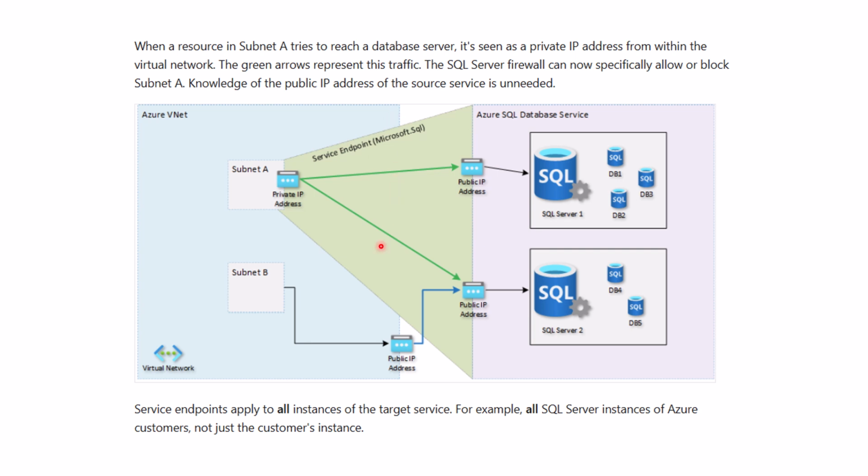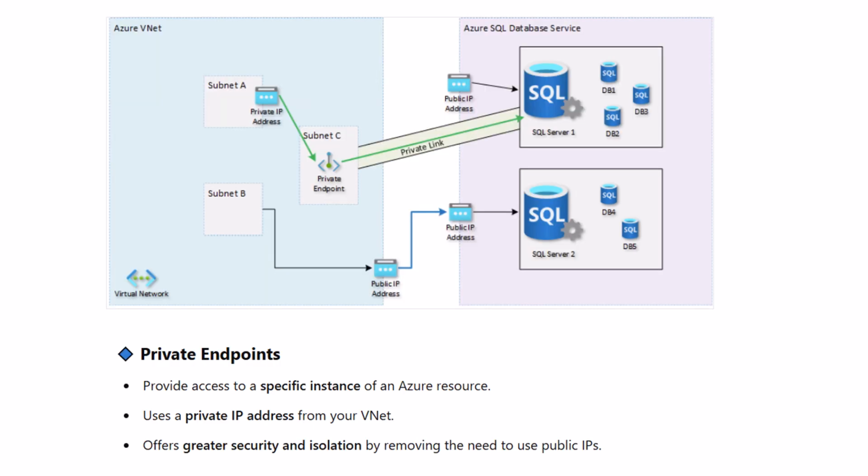Here's more illustration about the service endpoint, in this case, that has access to the entire SQL. And then here is the private link or private endpoint, that connects to a specific instance, and also uses a private IP. So private endpoints provide access to a specific instance of an Azure resource. It uses a private IP address from your VNet, and it offers greater security and isolation by removing the need to use public IPs.